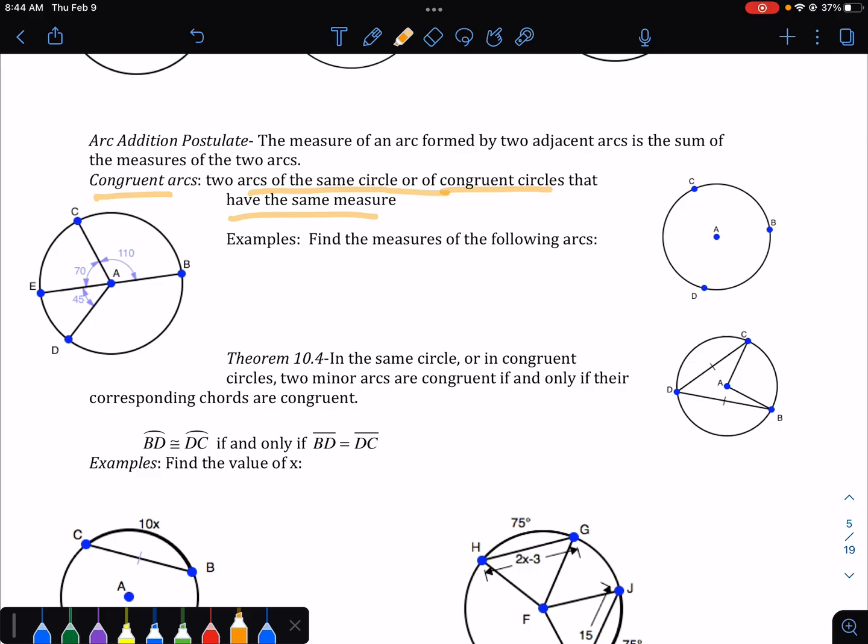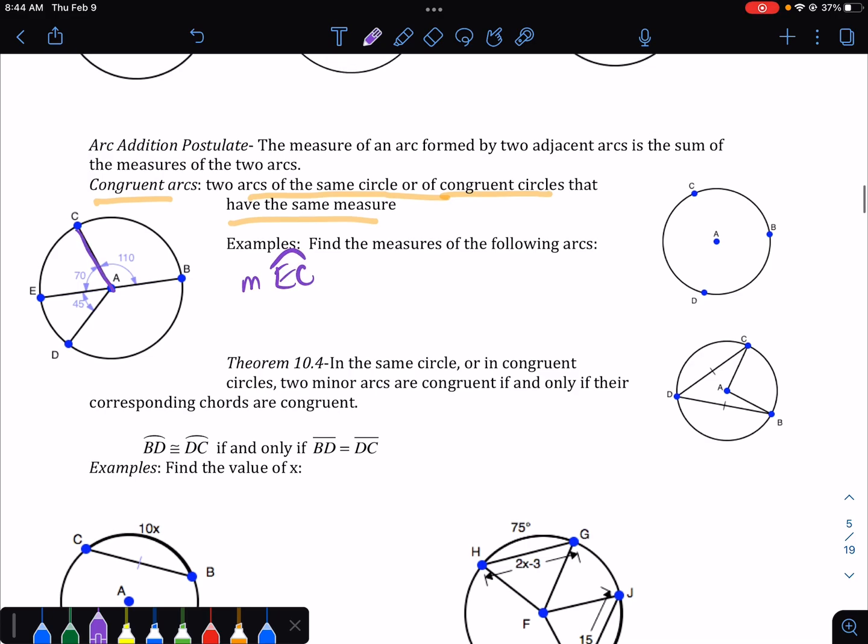So if we look here, if I want to find the measurement of arc EC, well, the central angle for EC is 70, so that means this is 70. If I want to find the measurement of ED, well, the central angle is 45, so that means this arc is 45. And then if we know that the central angle of CAB is 110, then we know that the measurement of CB is 110.